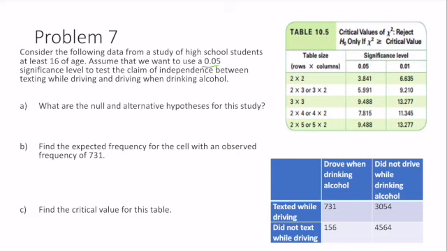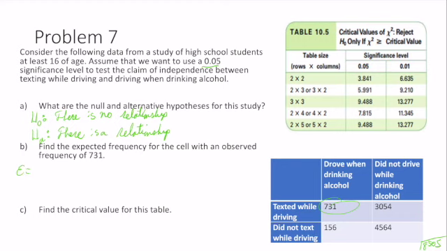So what are the null and alternate hypotheses for our study? So our null hypothesis is that there is no relationship between the variables. And our alternate hypothesis is that there is a relationship. Now it wants me to find the expected frequency for this cell right here. So I'm going to find that the total number of people participating in this study is 8,505 by adding up all these squares.